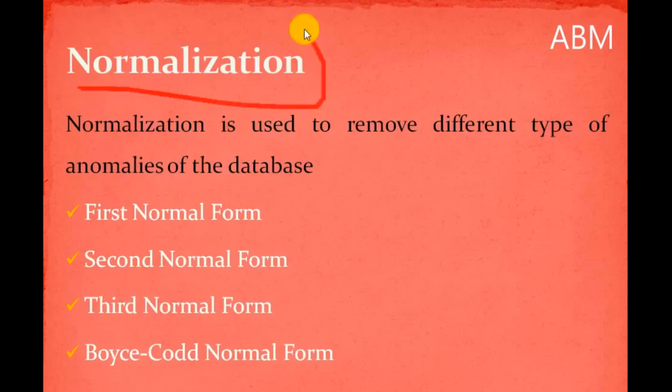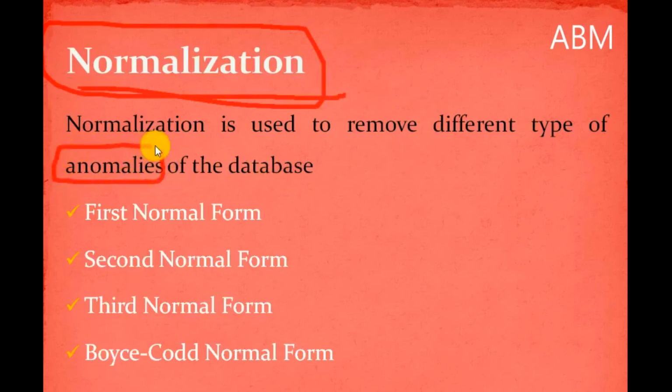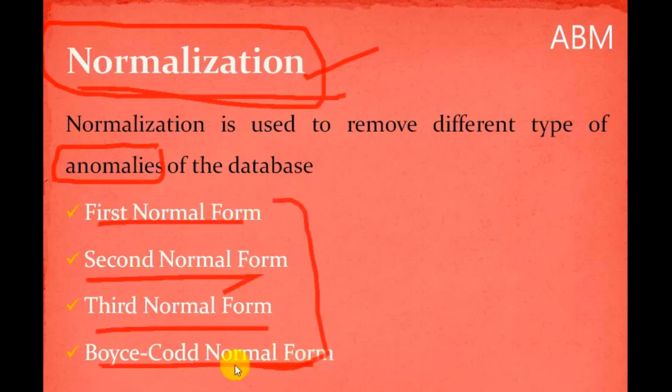So how can we remove these anomalies, how can we remove the dependencies between the data? To remove the dependencies and the anomalies, normalization is used. The four types of normal forms which we are going to discuss in detail in this video are the first normal form, the second normal form, the third normal form, and also the Boyce-Codd normal form.